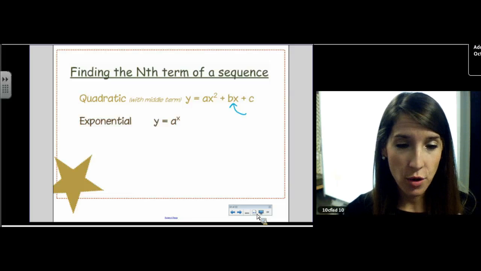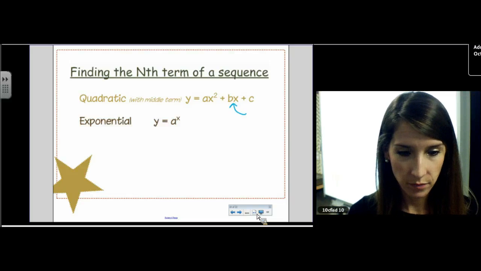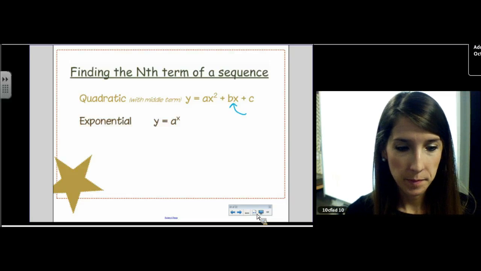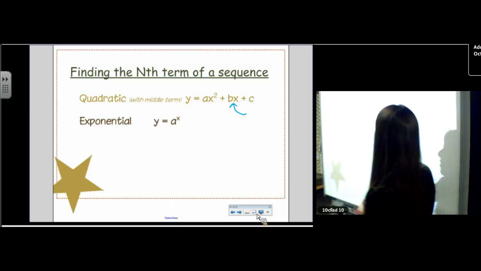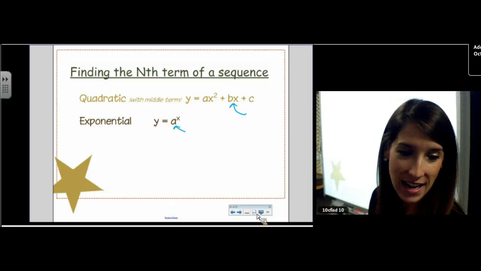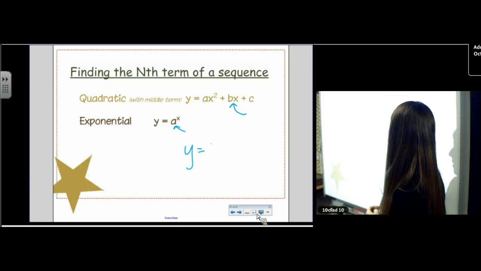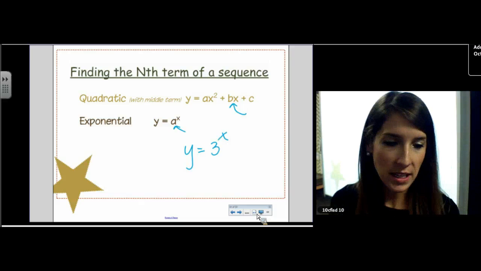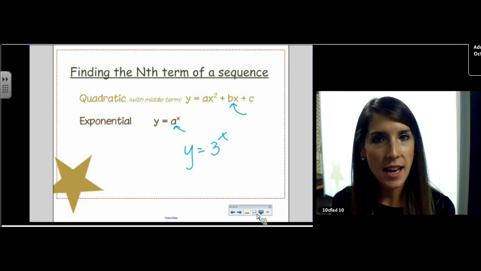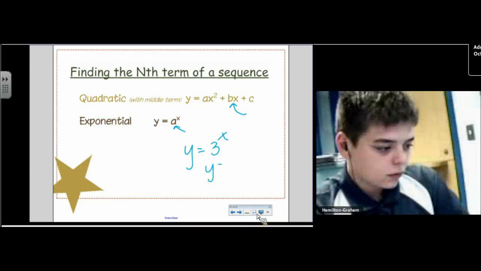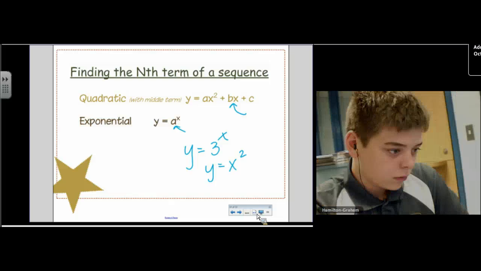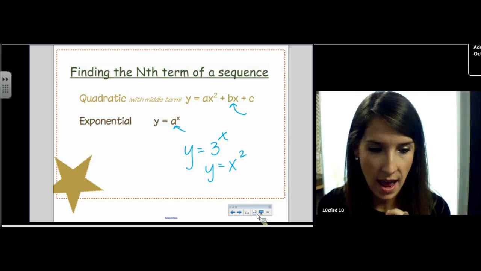What is true about an exponential if you look at that parent function? So an exponential, the base right here, is going to be an integer. Like y equals 3 to the x. The base is going to be a number instead of being x. Whereas a quadratic is y equals x squared. An exponential would be like y equals 3 to the x.